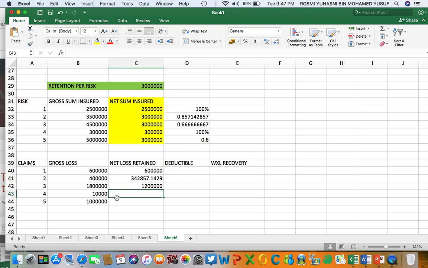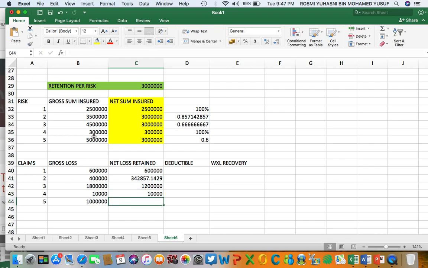Let's see claim number 4. Claim number 4 has a gross claim of 10,000. With a gross sum insured of 300,000, insurer is also retaining 300,000, meaning that they are retaining 100% of risk number 4, and they will also have to pay 100% of gross loss number 4, which is 10,000.